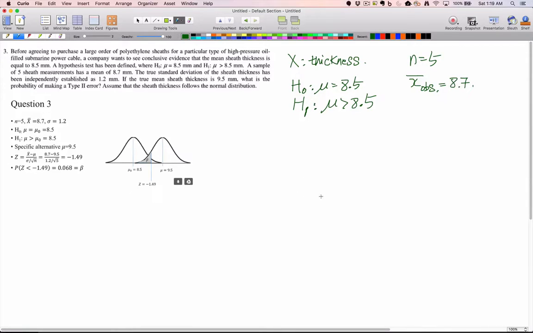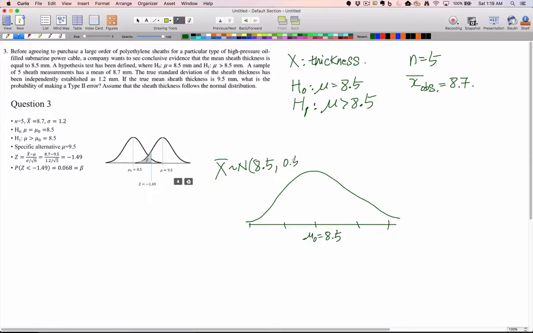Now, to do the test, you first assume that the null hypothesis is true. So, the sampling distribution of x bar, let's say it looks like that, with mu naught being equal to 8.5. This sampling distribution of x bar will be normal with a mean of 8.5 and a standard deviation of sigma over root n, which I've calculated to be 0.54.